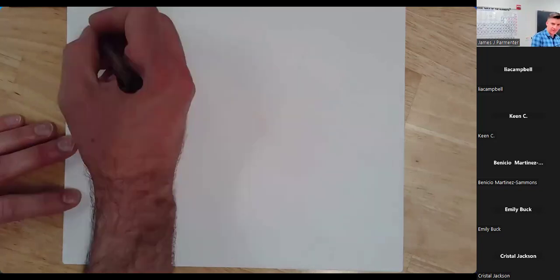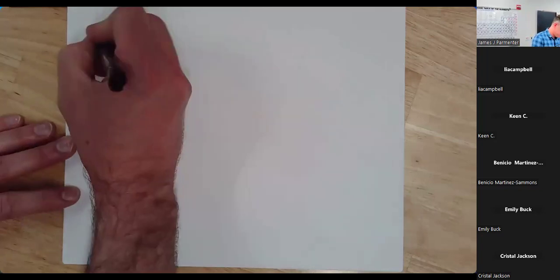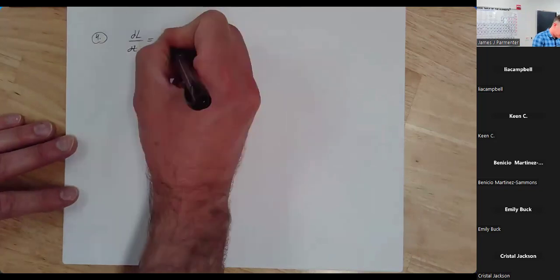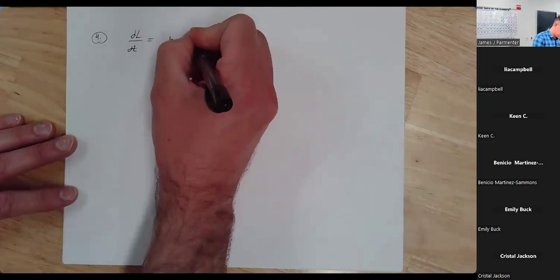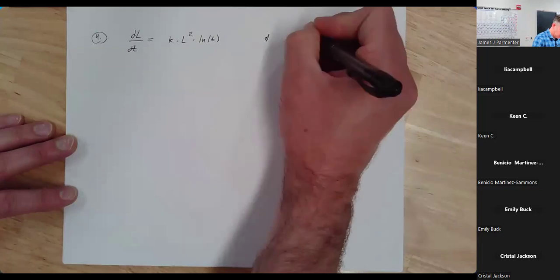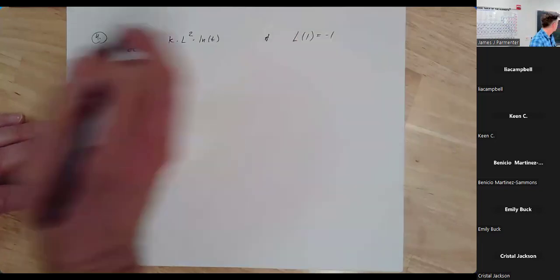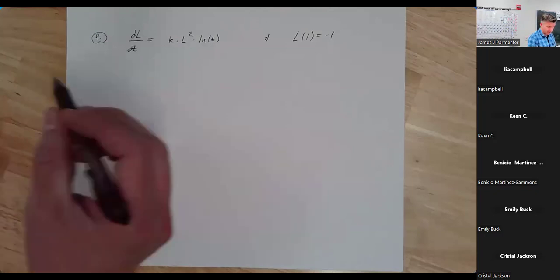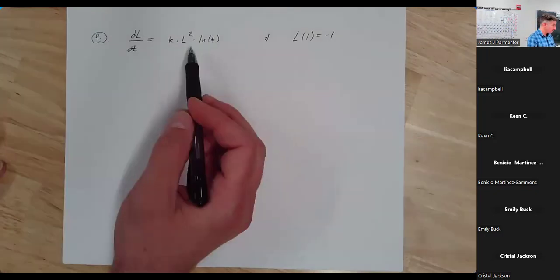All right, so I do have a couple of interesting examples coming up, but let's look at this one before we get there. Let's use some different variables. Let's say we have dL/dt equal to k times L squared times the natural log of t. And we're given that L of 1 is equal to -1. This differential equation already has a constant in it. k is a constant, right? My variable is t and my function is L.